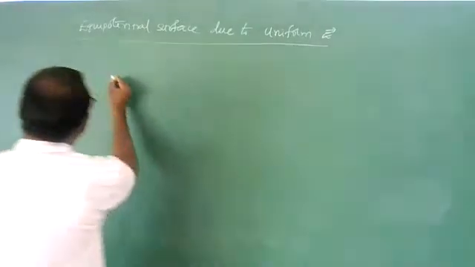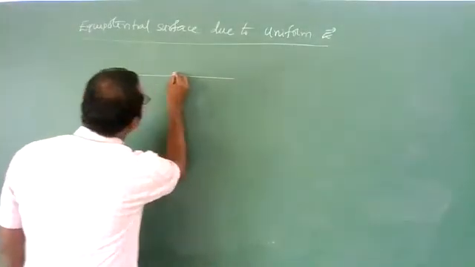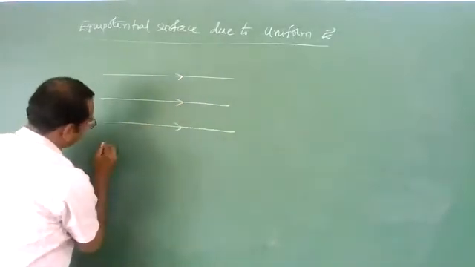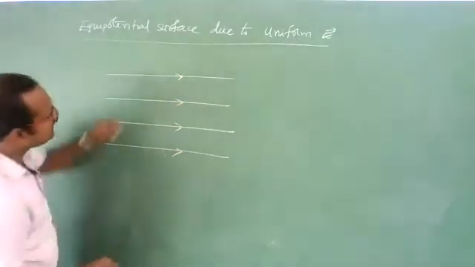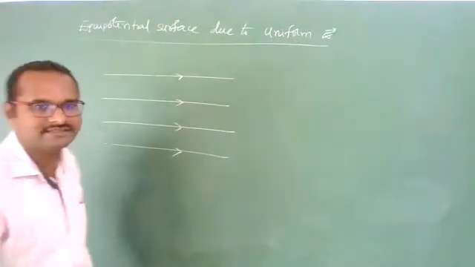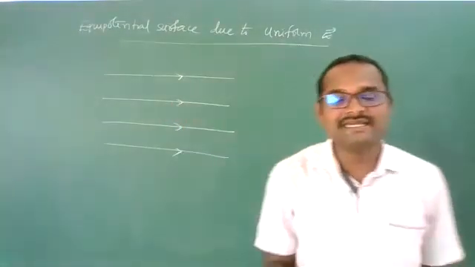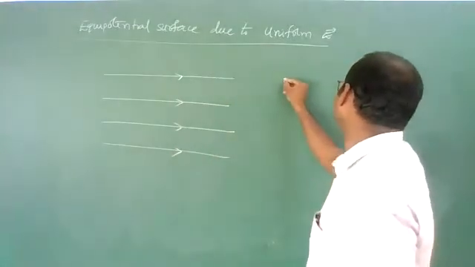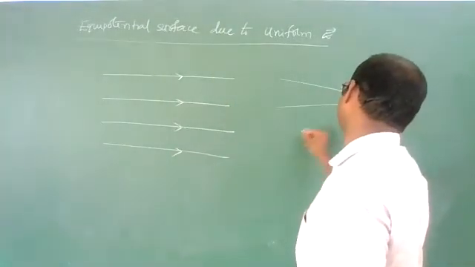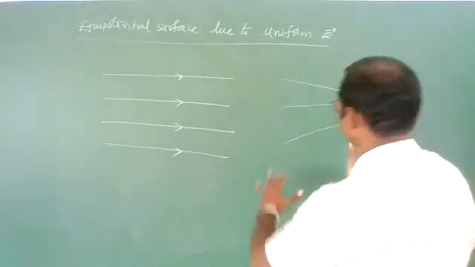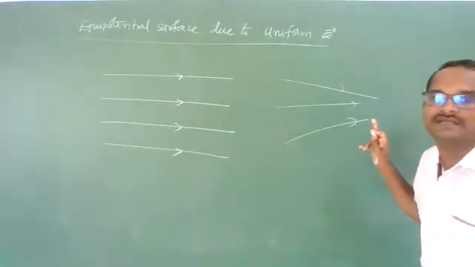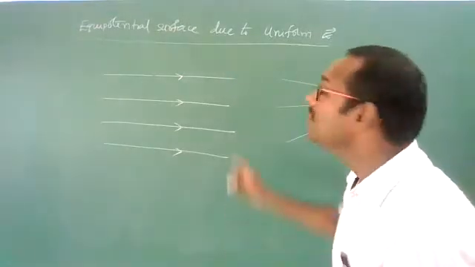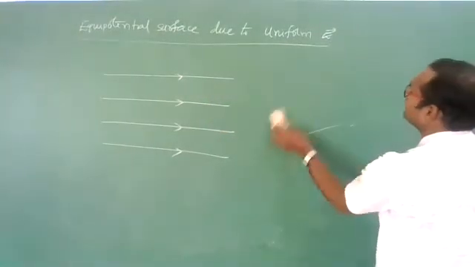Imagine some electric field lines are like this, some 4 I am taking. See, the separation between these electric field lines is the same, so it indicates a uniform electric field. Now, if the electric field lines are like this, or somewhere different, it is not a uniform electric field. This one is a uniform electric field.